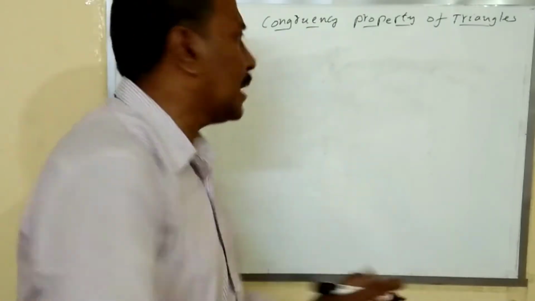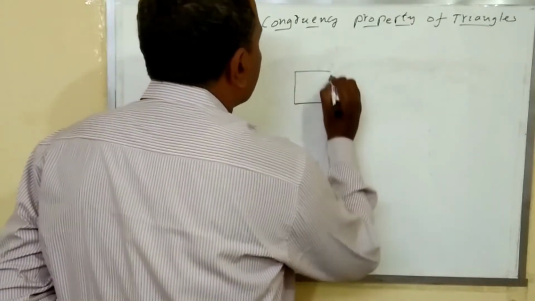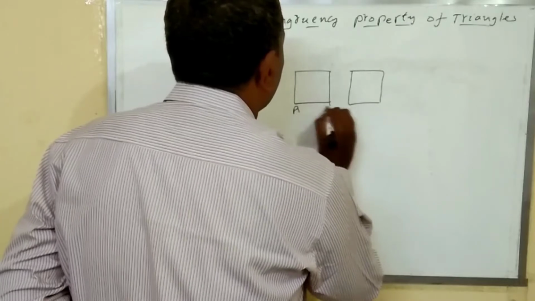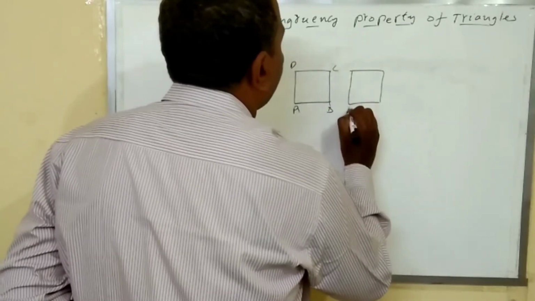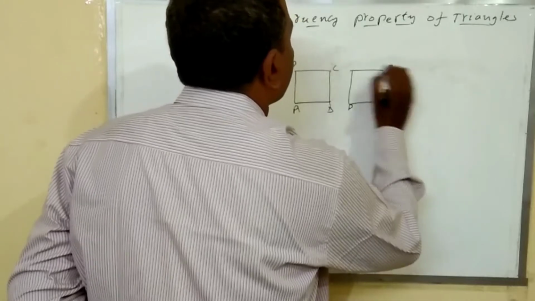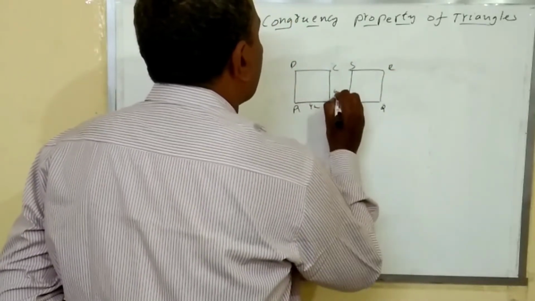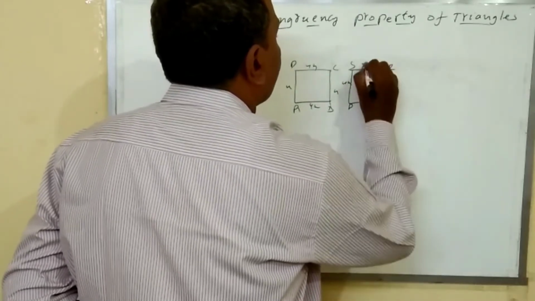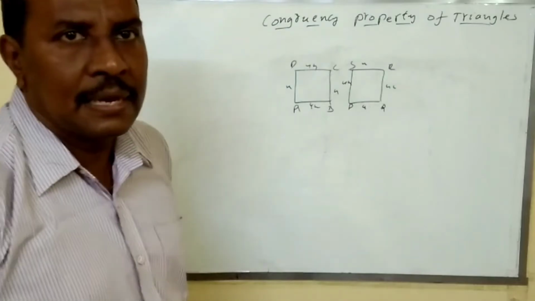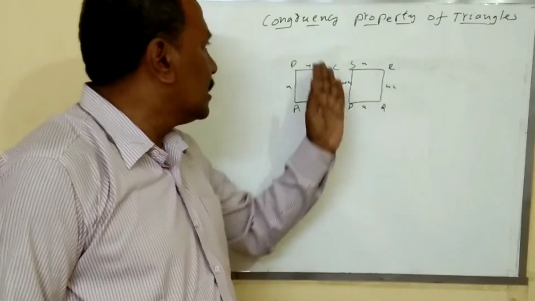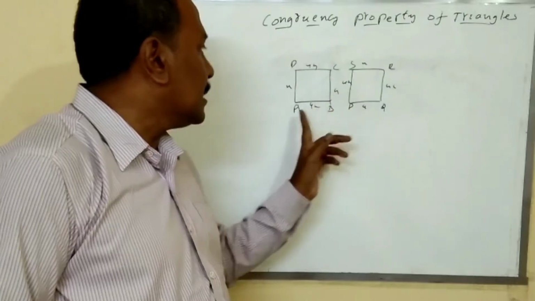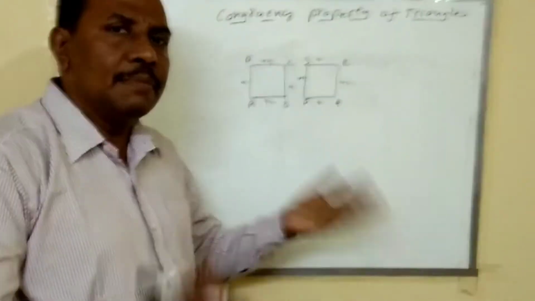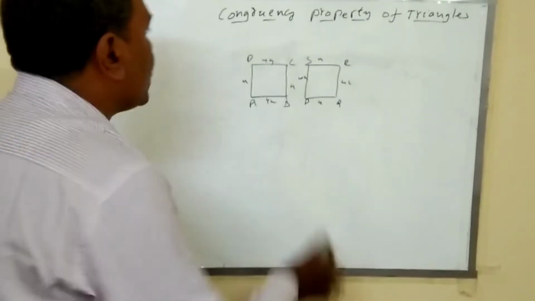You can take a square ABCD and the square PQRS. Here 4 centimeters, 4 centimeters, 4 centimeters, 4 centimeters, and here also 4 centimeters on each side. So both the squares maintain the same shape because the sides are equal. The corresponding sides are equal. So you can say that these two squares are congruent. Similarly, rectangle. Now our topic is about triangles.